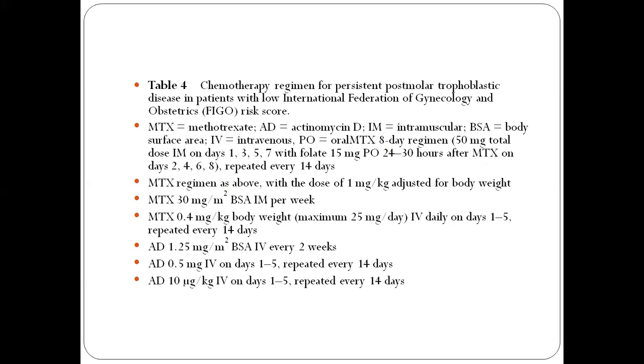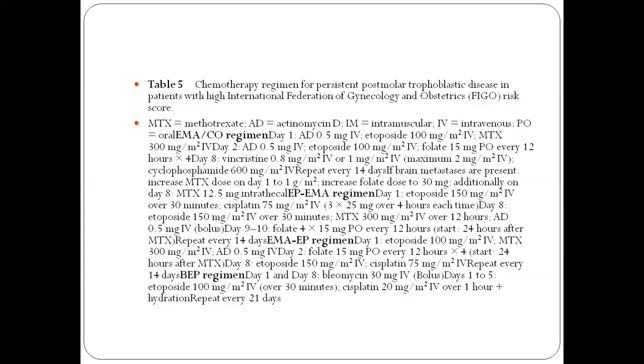Those with multiple metastases, even if it's the lungs, though it's a low risk factor, should be put on combined chemotherapy, and it gives better results. So for those who are high risk, who score the risk score above 7, we put them on combined chemotherapy. And the gold standard for this is a regimen called EMACO. EMACO is etoposide, methotrexate, actinomycin D, and then cyclophosphamide and vincristine.